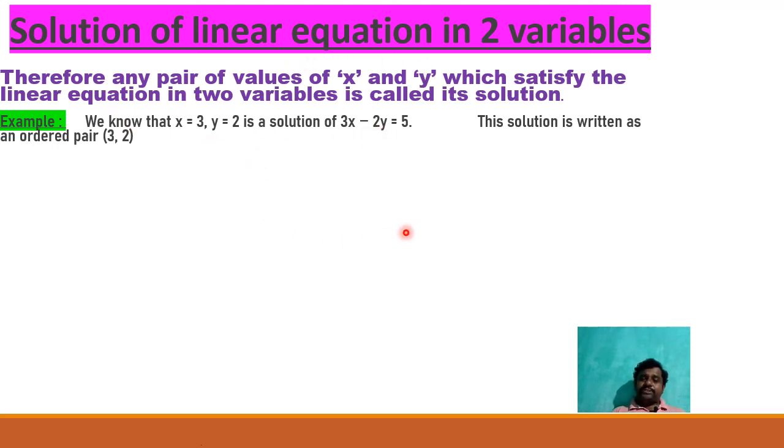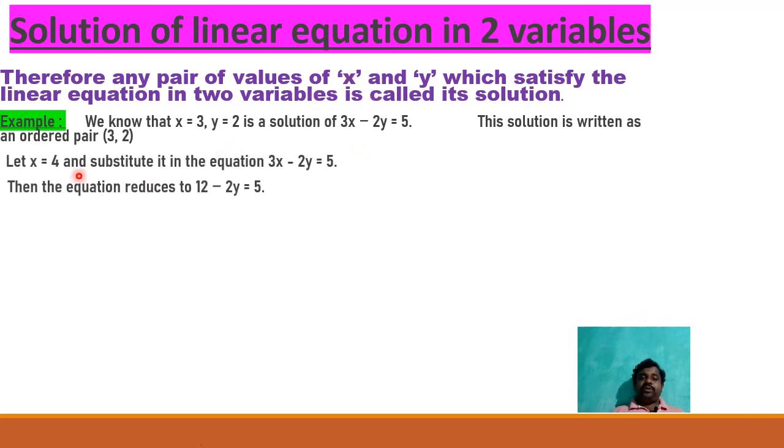How many solutions are there for this linear equation? As we just discussed, this linear equation has infinitely many solutions. For example, suppose we take x is equal to 4. How can we solve it? Let me recall our 9th class concept. If x is equal to 4, what is the value of y? What is the solution for 3x minus 2y is equal to 5?